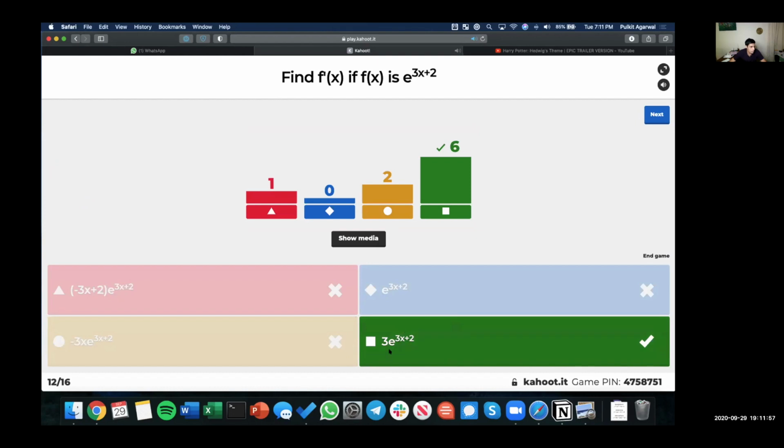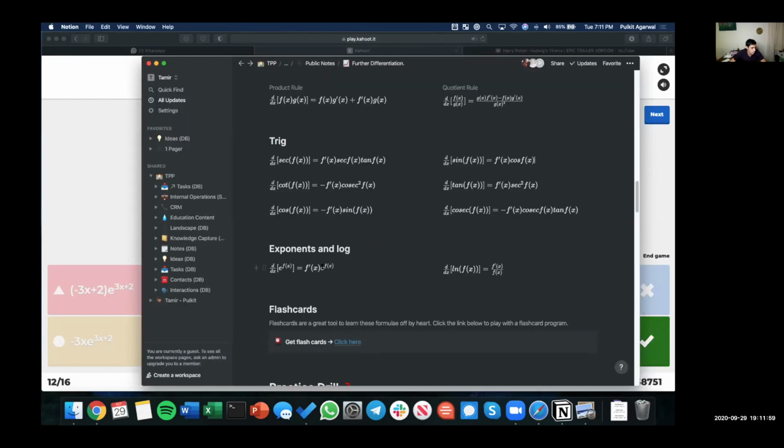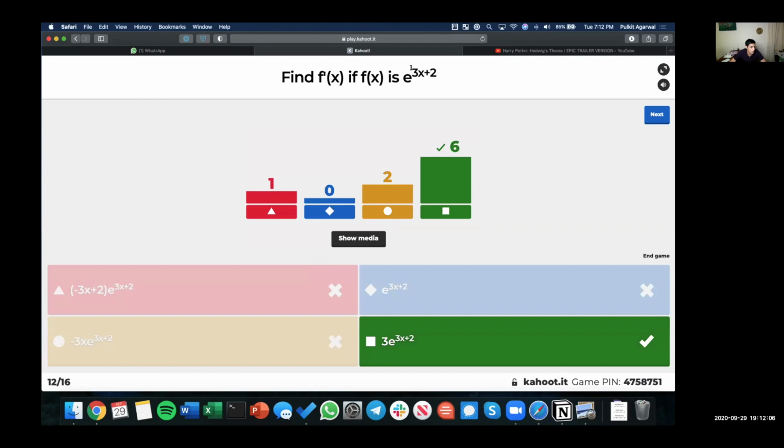Good, good. So you have to use this rule here, exponential. So the exponential stays the same on this side, and it's just the differential that gets multiplied with it. So the differential of this function is just 3. So 3 times this entire thing. That's the answer. Good.